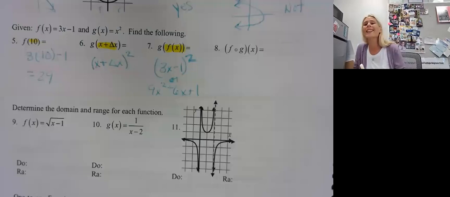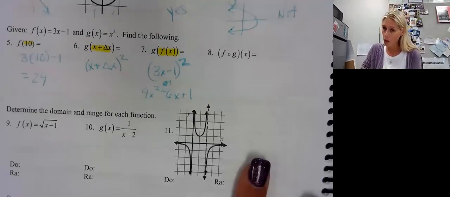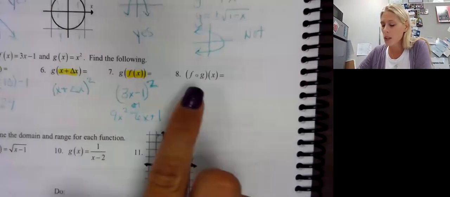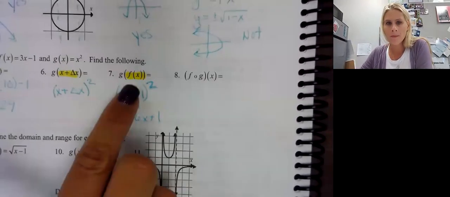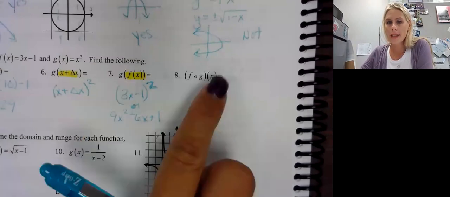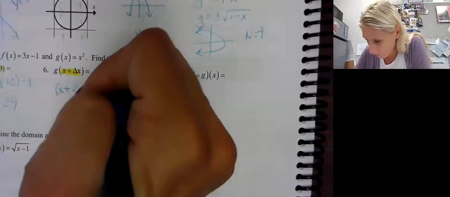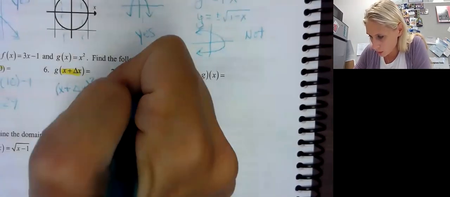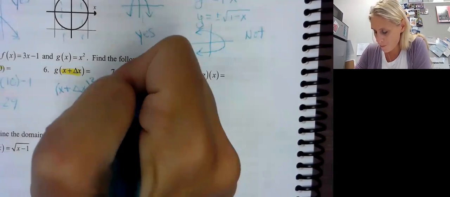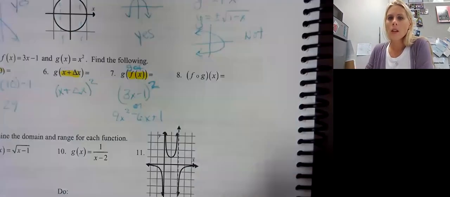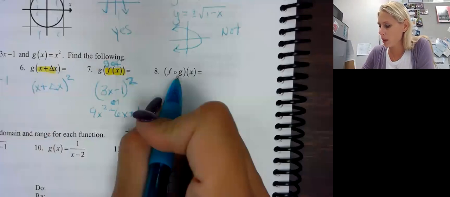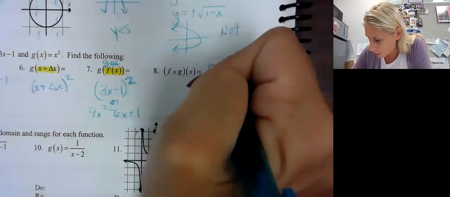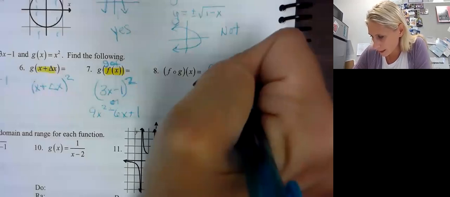All right, number 8, this is something you have not seen before. This is called a composition. So it depends on the order. So see how we saw this? It could be written like this, except that it would say g composed of f. Okay? So if I were to rewrite this one, we would say f of g of x.